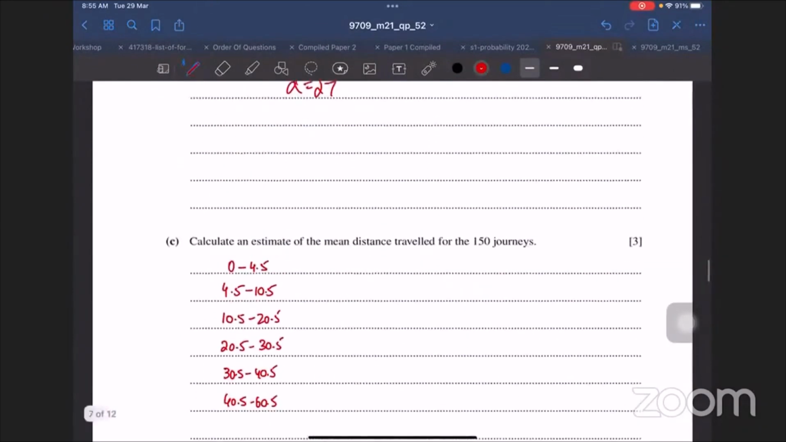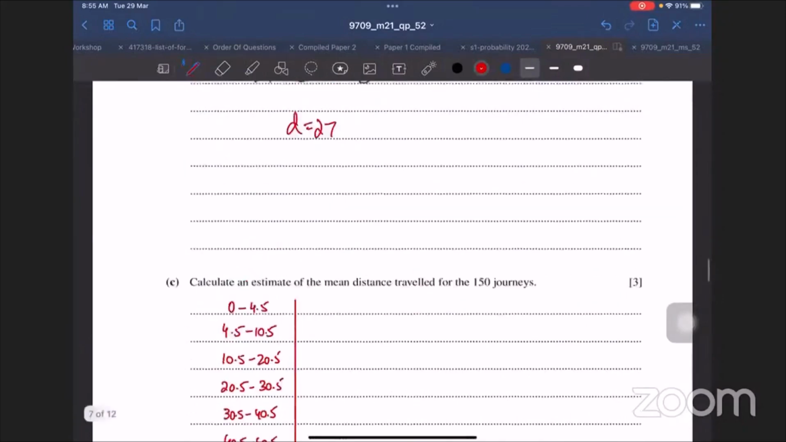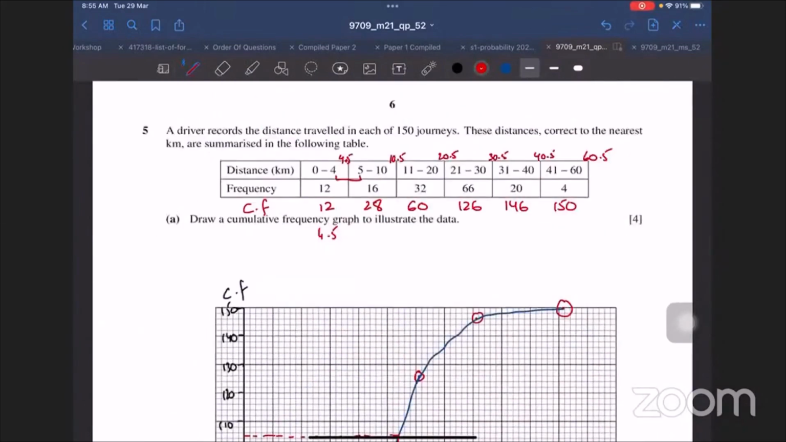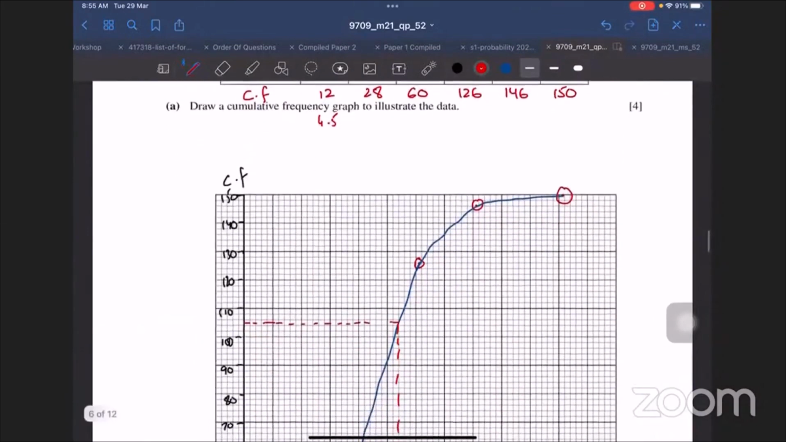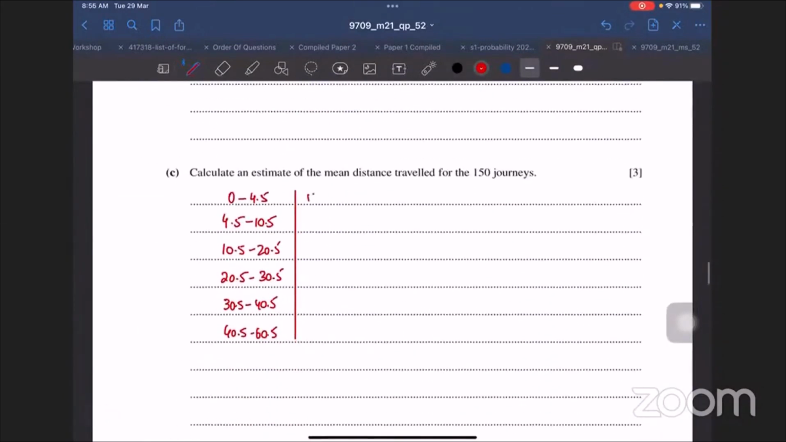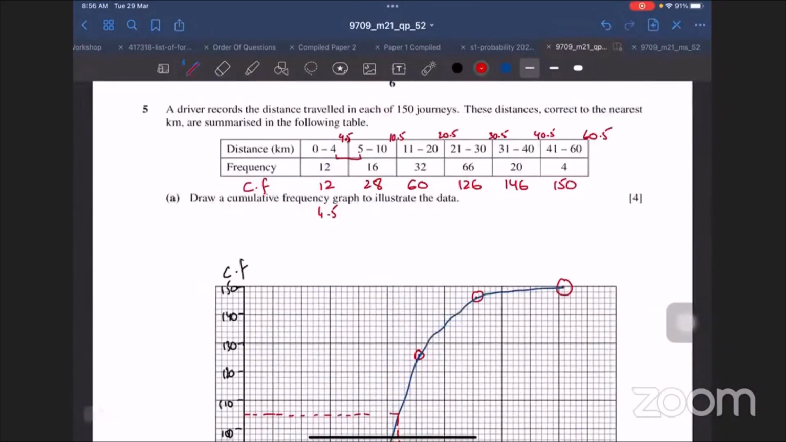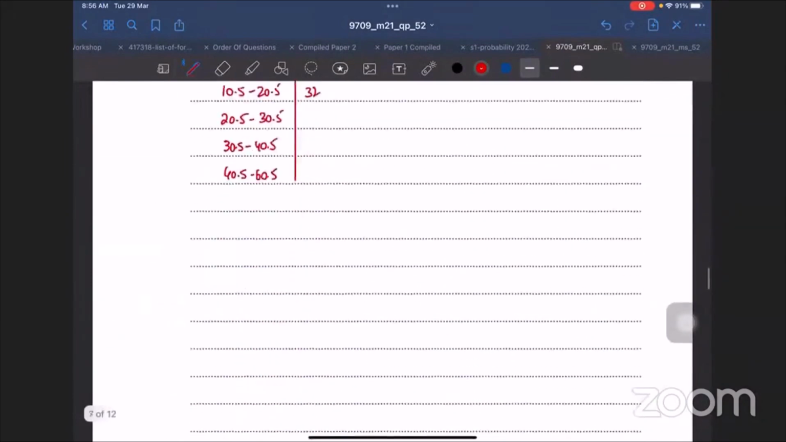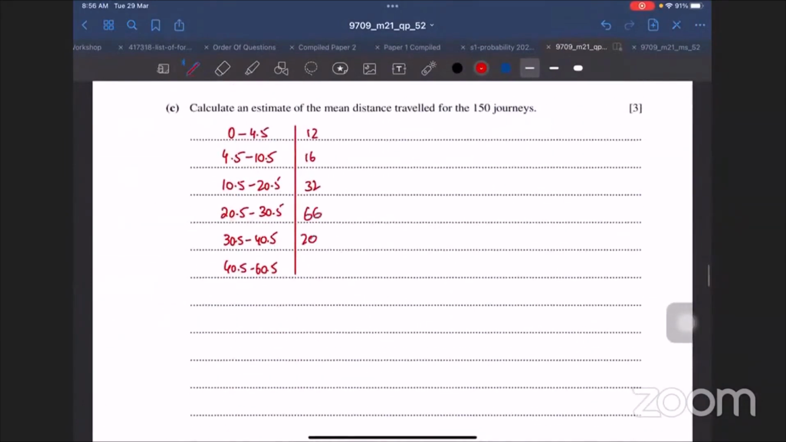Now these are the frequencies for the classes: 12, 16, 32, 66, 20, and 4. So that's the column for frequency. Those are the classes. The formula for mean is sum of fx over sum of f. So what I'm going to need is all the midpoints of the classes. So I'm going to create a new column called midpoints.